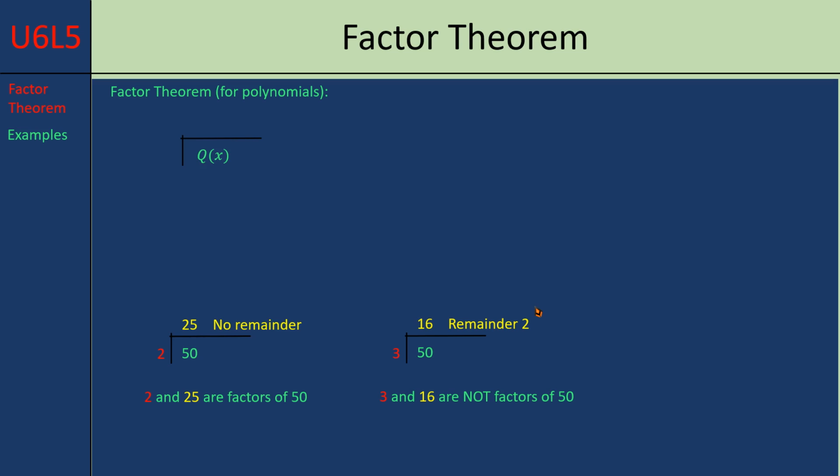Same thing with polynomials. If I have q of x divided by p of x and I get r of x and I get no remainder, that means that p of x and r of x are factors of q of x. What's more is q of x is equal to p of x times r of x. That's exactly what factors mean, right? If you multiply them, you should get back to your original polynomial.